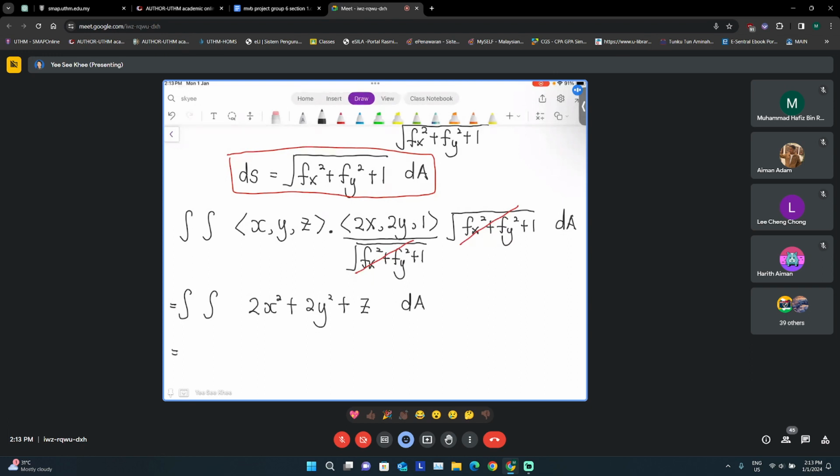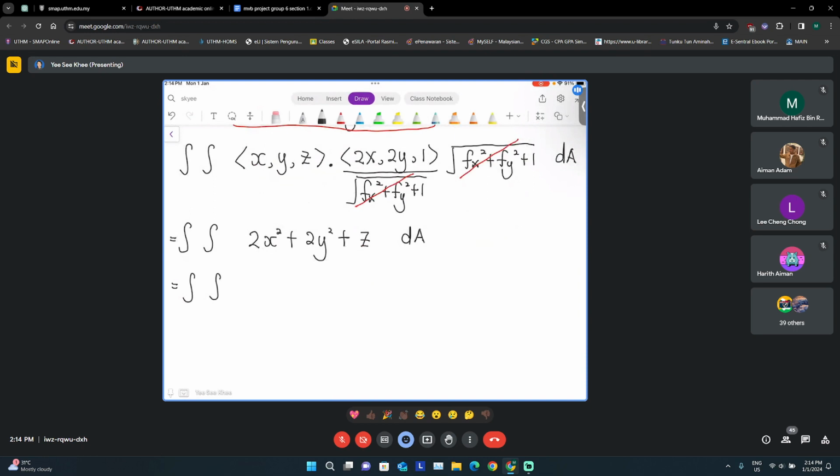So the next step is we have to decide the dA. But before we decide the dA, we see here we have a z component. So this z component can be replaced by the function of the paraboloid, 2x squared plus 2y squared plus z. The equation of the paraboloid in the question is this one, so we just put this in here.